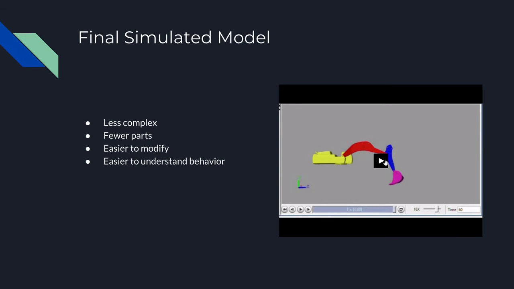And here's our final simulated model. We just have our three revolutes with our boom, our stick, and our buckets. It was less complex, fewer parts. We were better able to modify the motion and understand what data we got and interpret what we have, rather than just kind of shooting in the dark with numbers that we would input.